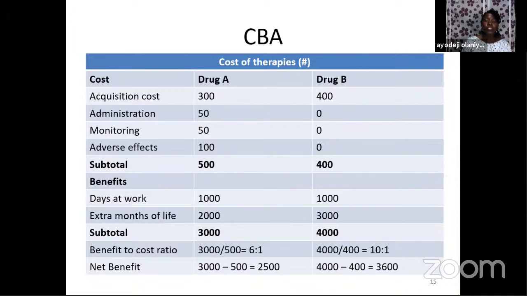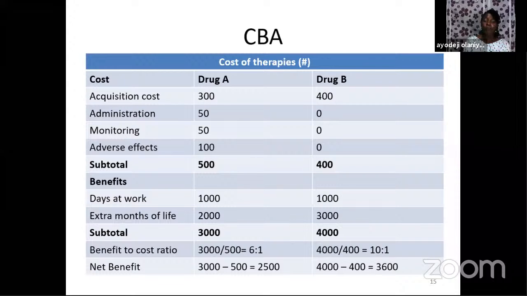Then the next one, the CBA, that's the cost-benefit analysis. Assuming we are comparing drugs for the treatment of urinary tract infection, drug A and drug B. So for the cost, it's still the same. We have 500 naira for drug A and 500 naira for drug B. But because cost-benefit analysis is being measured in, the outcome is being measured in monetary terms, the benefits here, we have the days at work that the patient was able to work as a result of taking this particular drug.